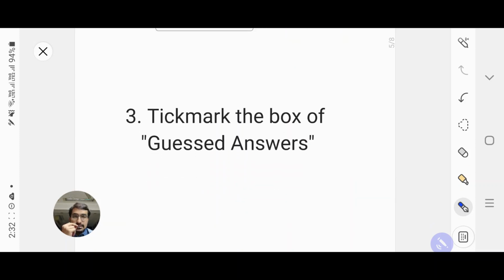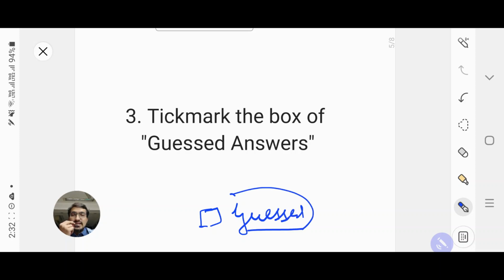Next, tip number 3, tick mark the box of the guessed answers. Basically, you must know that for each and every question, on the left or right side, there is this box where it's written guess. So whichever answer you have guessed, like the tukka you have taken, make it a point to tick mark this box always for all your tukkas. I'll tell you the importance of this in a few minutes. Just believe me right now and tick mark that box.